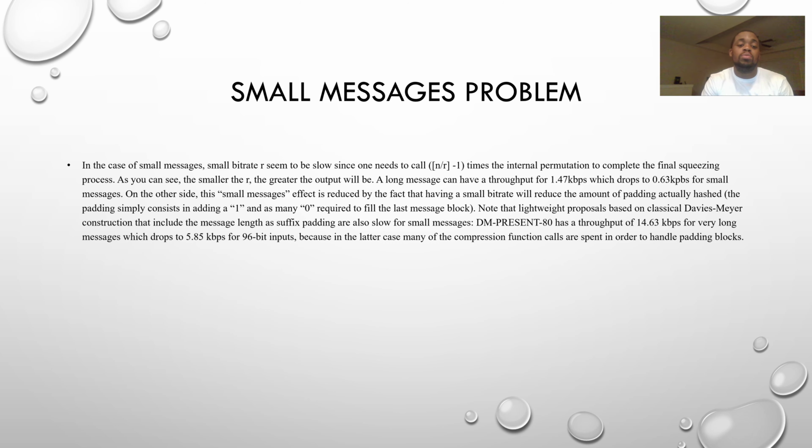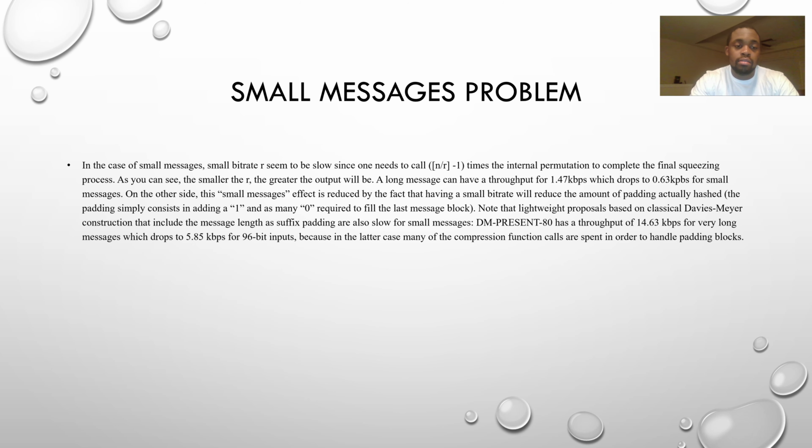In the case of the small message problem, a small bit rate r seems to be slow, since one needs to call the internal permutation n divided by r minus 1 times to complete the final squeezing process. As you can see, the smaller r is, the greater the output will be. A long message can have a throughput of 1.47 kilobits per second, which drops to 0.63 kilobits per second for small messages. On the other side, the small message effect is reduced by the fact that having a small bit rate will reduce the amount of padding actually hashed.